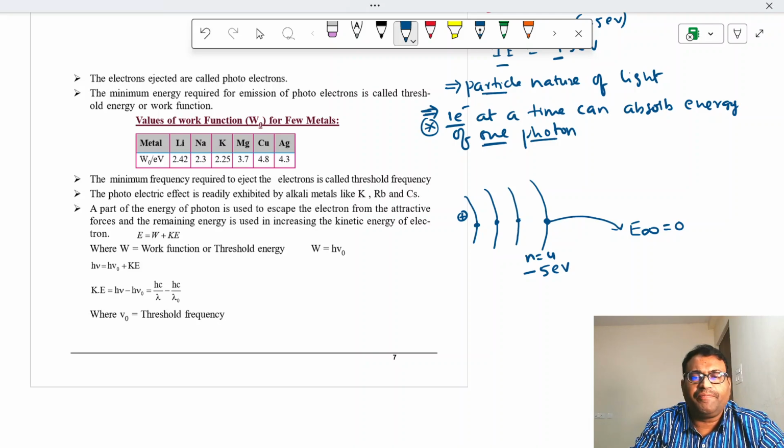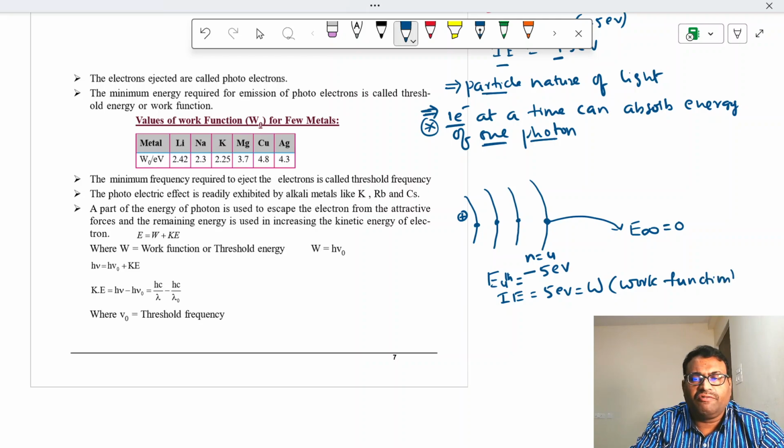Here, what do we say? This is the energy of the electron in the fourth orbit. For example, the ionization energy, which is 5 electron volts, is called the work function. We write it as W, or W naught. What is this? Work function.